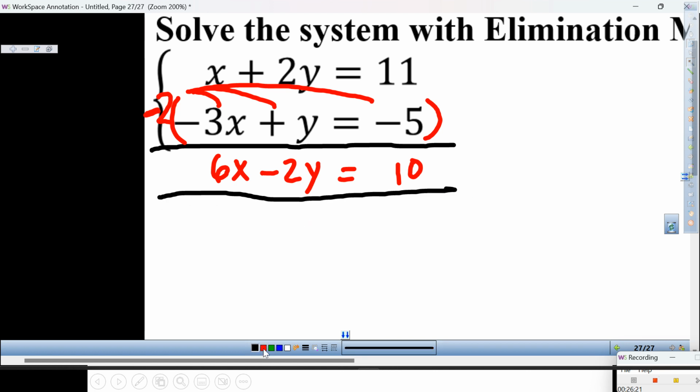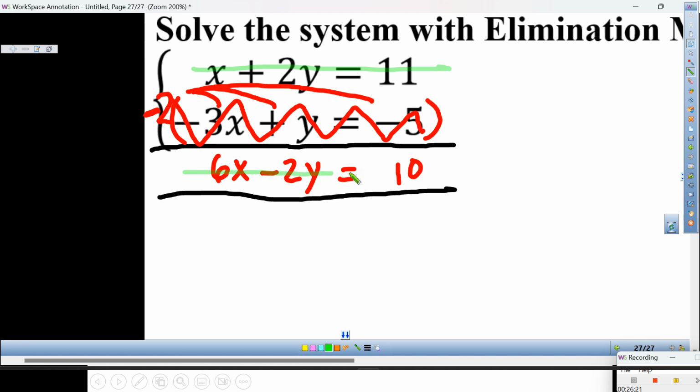Put the wiggles on that second one, like that. We know we're not looking at that one anymore. All right. So we're looking at this one and this one. Now we can eliminate. Help me out, Jaden. Tell me what you write.